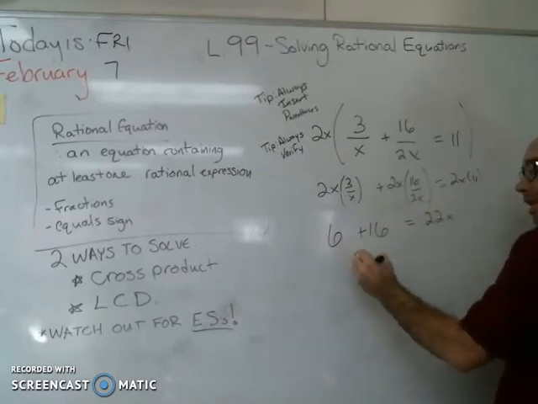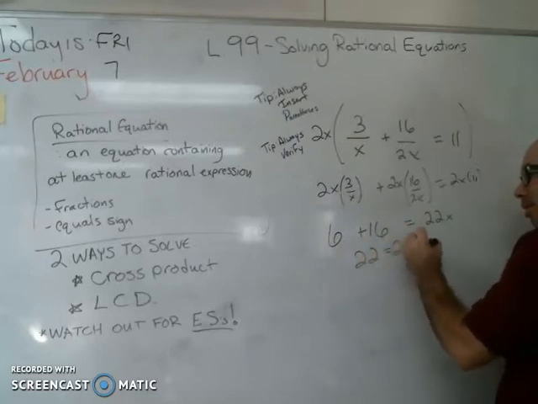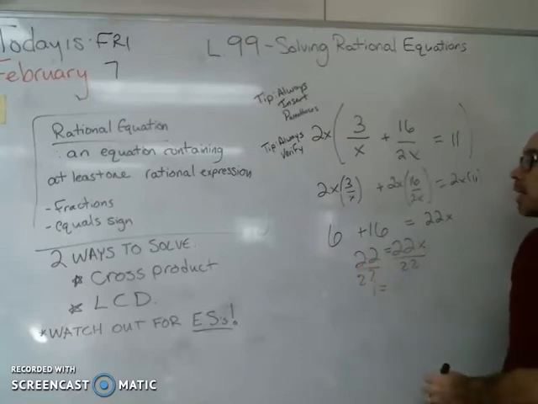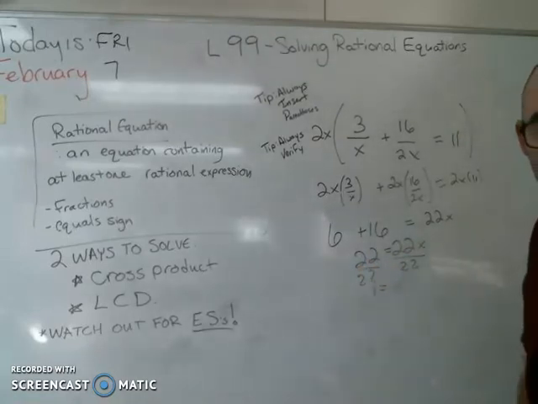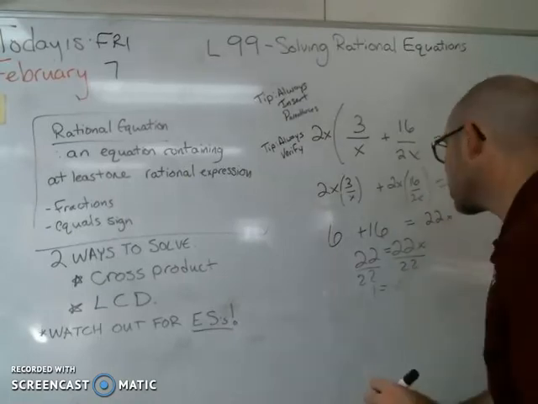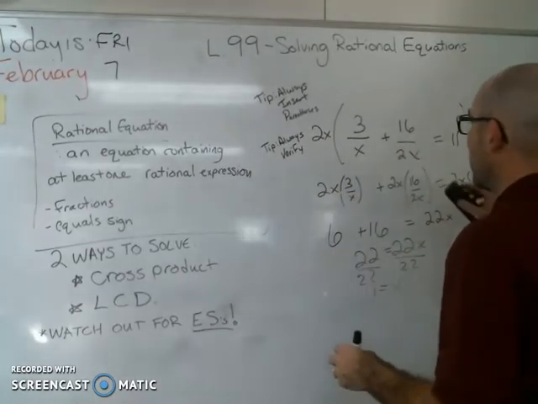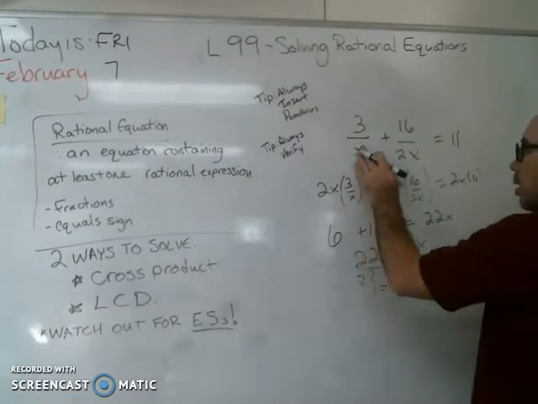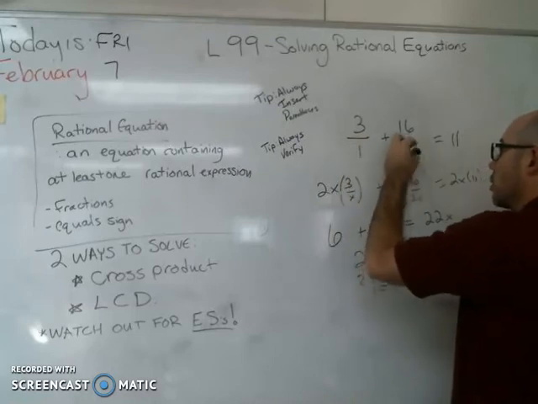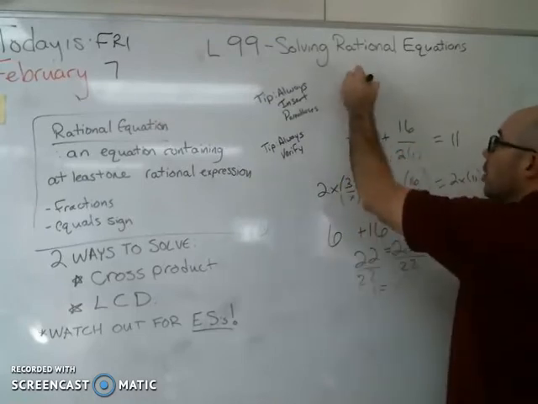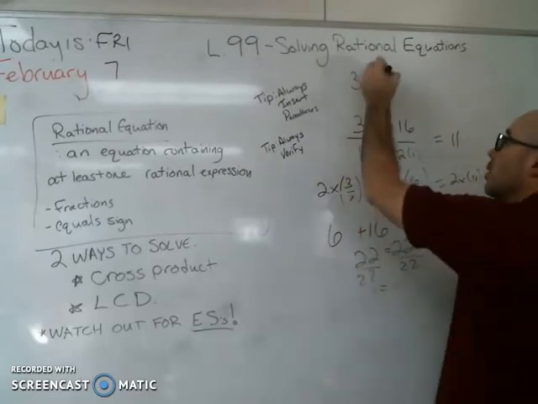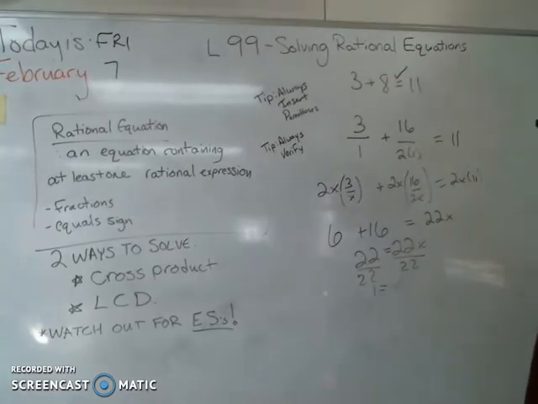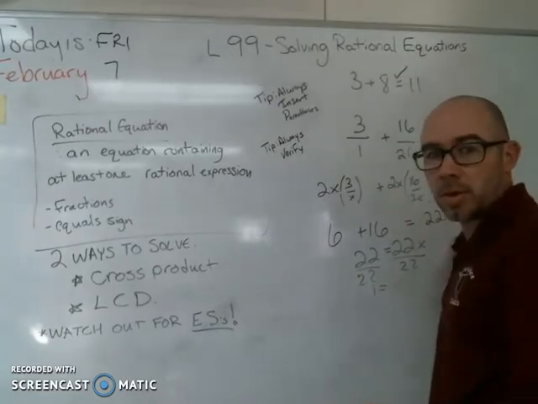What's this equal? It equals 22. What's that equal? 22x. Finish it off. What do we get? X equals 1. Should we check it? Yes, we should, because the tip was always verify. So I'm going back to the original problem. I'm going to plug in, what if this is 1? Will that work? Does 3 plus 16 over 2, which is 8, equal 11? Yes, it does. That one works as well.